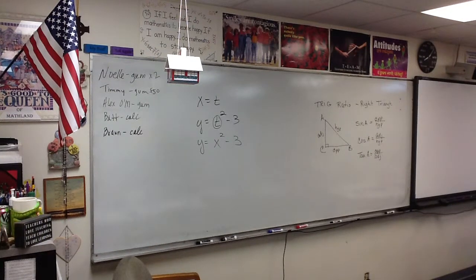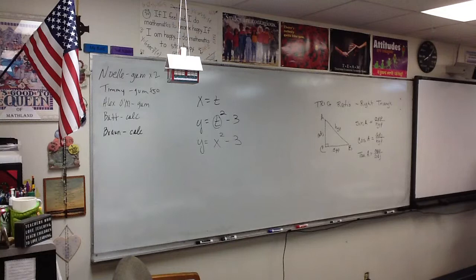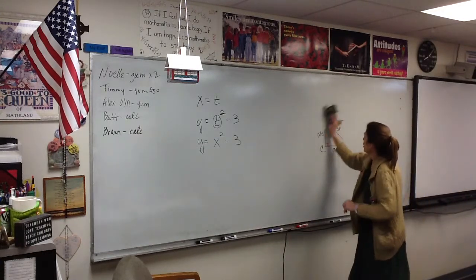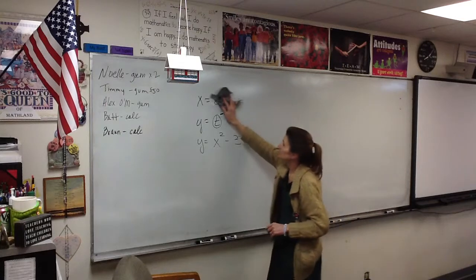How do we know the equation of a parabola? What distinguishes the equation of a parabola from the equation of other things? It's got a squared term, just one. It's got an x and a y, but only one of them is squared. So, let's talk about that for a second.